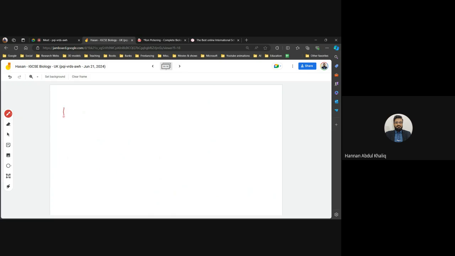And look at this. If this is the liver, then this is the hepatic portal vein entering into the liver. And once this vein exits from the liver, it would be called the hepatic vein.